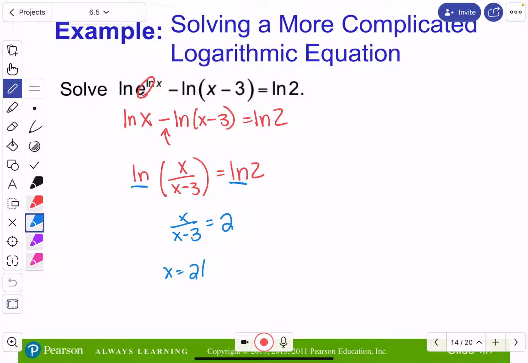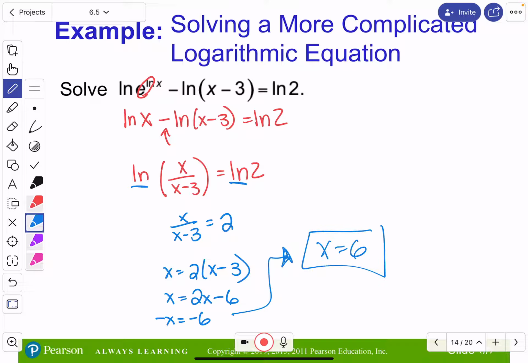Multiply both sides by the denominator, and we get 2x minus 6. Subtract 2x from both sides. We get negative x equals negative 6. And then divide by negative 1, x equals 6. So that's our solution to that one.